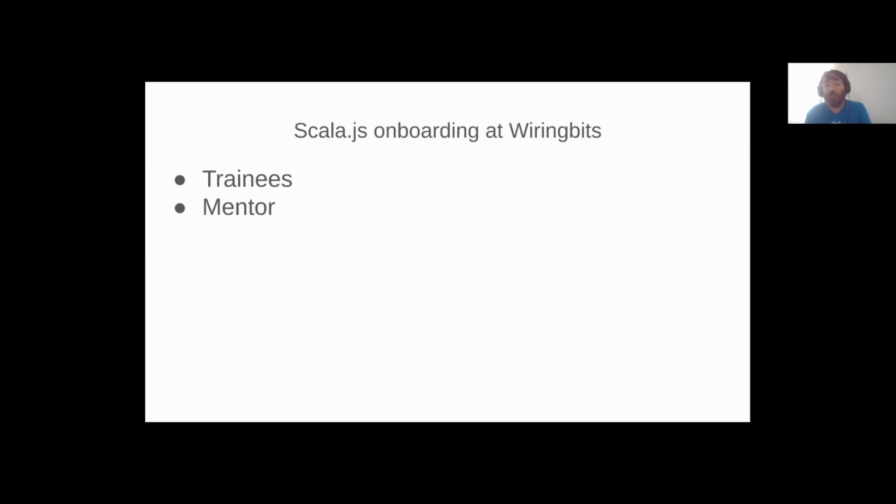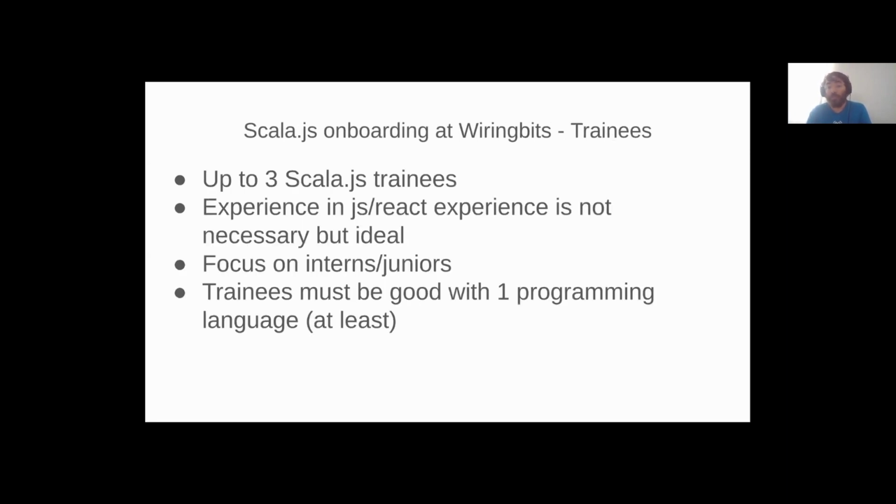So let me talk briefly about the process that we have been following at Wiringbits. It involves trainees and a mentor. The trainees are a group of 1 to 3 people that are going to be learning Scala through Scala.js. It is ideal that they have some background with JavaScript or React, but that's not strictly necessary.